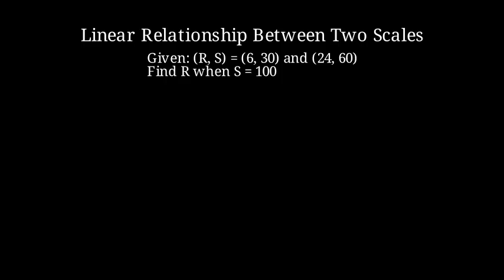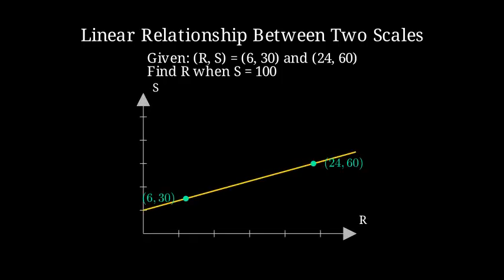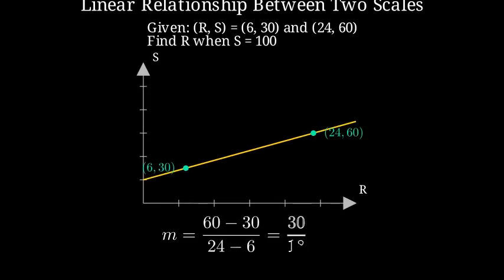Let's plot these 2 points on a coordinate plane to visualize the linear relationship. We will draw the axes and then plot the 2 points. Step 1. Find the slope. The slope is change in S over change in R. We compute (60 - 30) / (24 - 6).